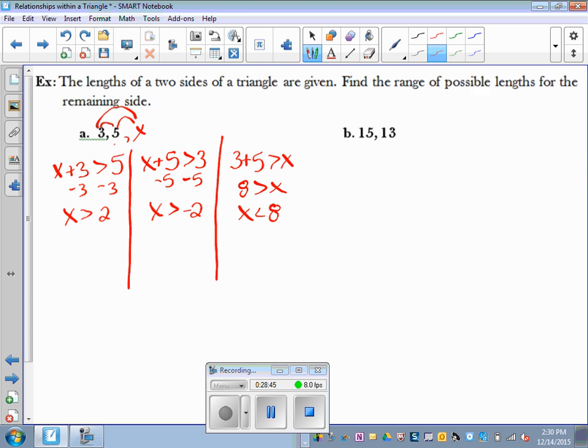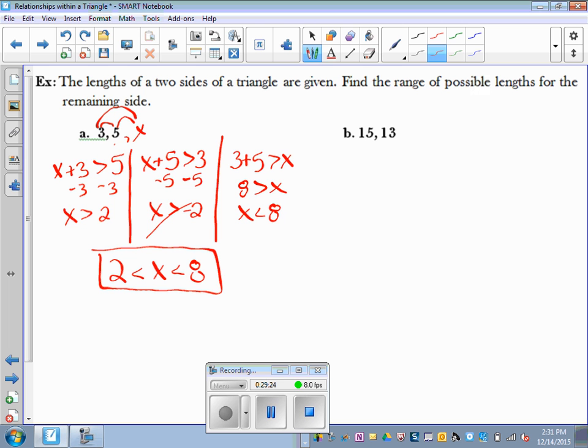So if x is greater than 2, doesn't that also satisfy this middle condition that it must be greater than negative 2? Right? So this takes care of that, so we don't really need that because it's already been taken care of. Alright, so we know x has to be greater than 2, but it must also be less than 8. So our possible range would be anything between 2 and 8. But is it? It does not include those because it has to be greater than, not equal to. It's not allowed to use. So this is my possible range of values.